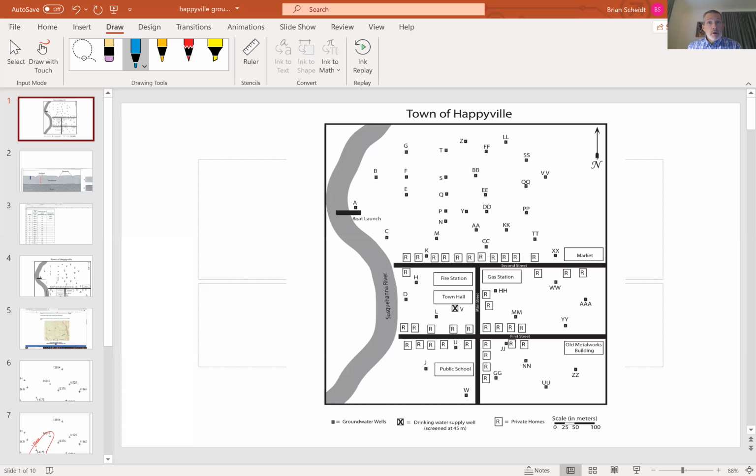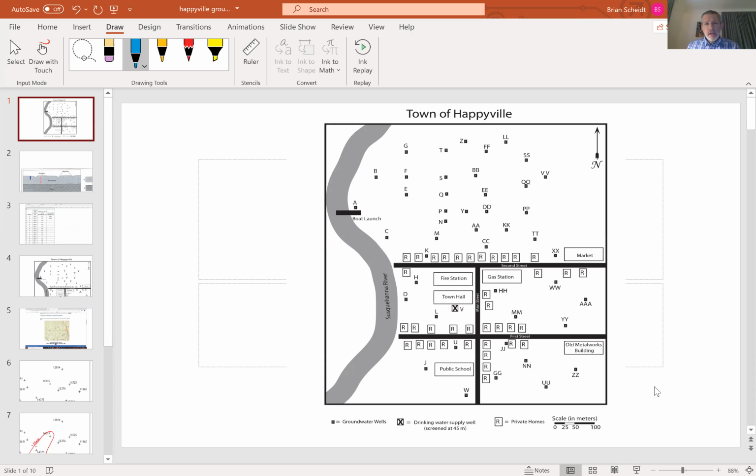All right, today we're going to go over the lab, which is tracking groundwater and trying to figure out where groundwater is coming from. We're going to do a very simplified model here using the town of Happyville, which should be in your lab packet. If you are missing this from your lab packet, please let me know as soon as possible.